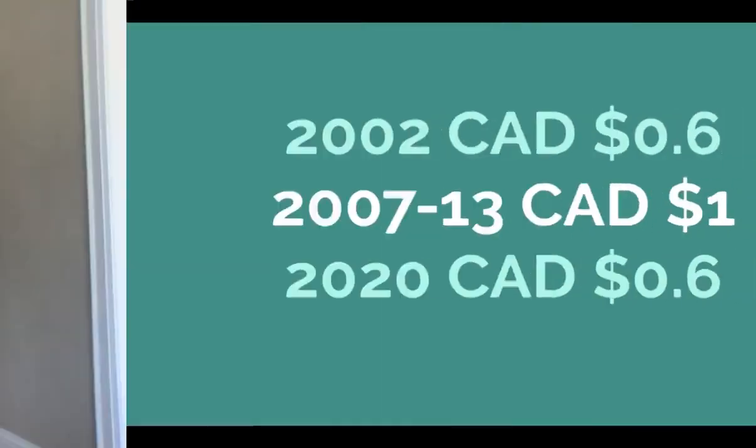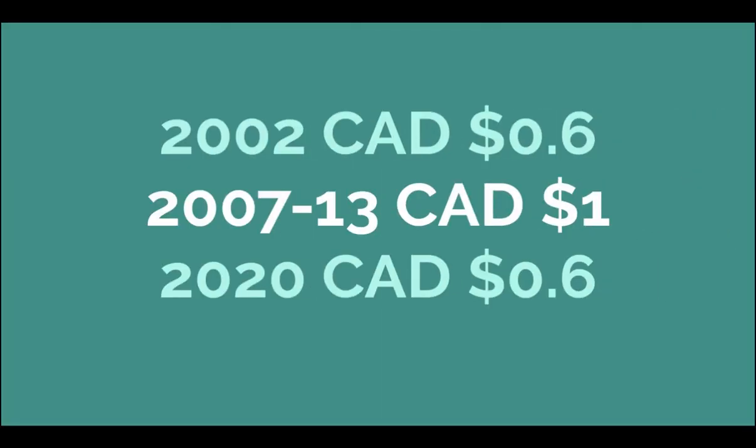So looking at this chart here, in 2002, the Canadian dollar was roughly 0.6 cent, or 60 cents, compared to the American dollar. During 2007 to 2013, the Canadian dollar and US dollar were roughly on par, give or take. And then during 2020, so right now, the Canadian dollar's dived back down and is back down at those 2002 rates again at 0.6.